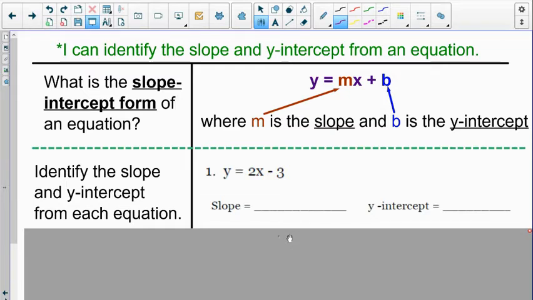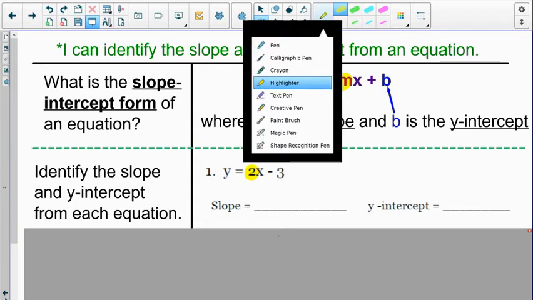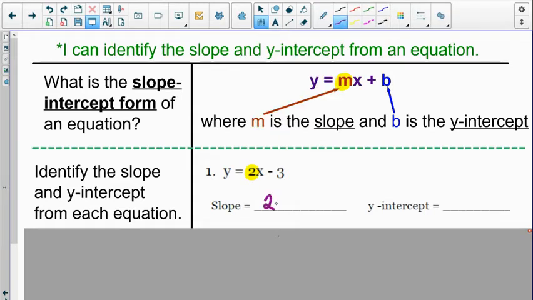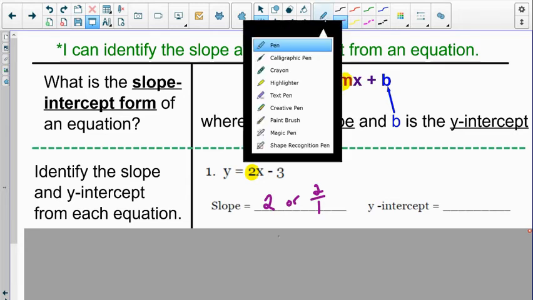We have y equals 2x minus 3, and notice if we look at our original example up here, where m is, it's that number that's right in front of the x. You could call it the coefficient of x. Or sometimes we just say it's the number that's being multiplied by x. And in this case, that's going to be the number 2. So the slope of the line is 2, or if we want to think of it for graphing purposes, we can say it's 2 over 1, because any number can be turned into a fraction if we just put a 1 underneath it. Then the y-intercept is the value that's being added at the end.